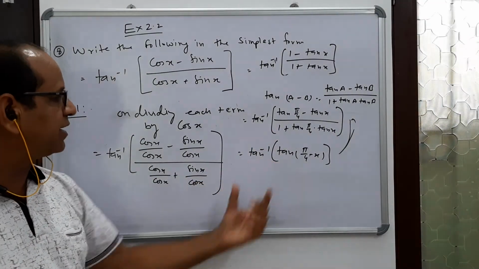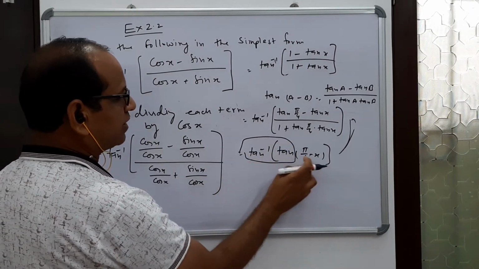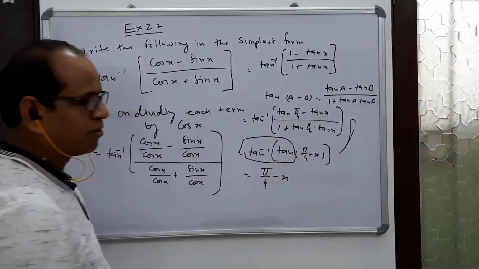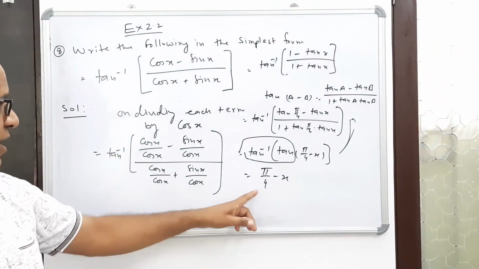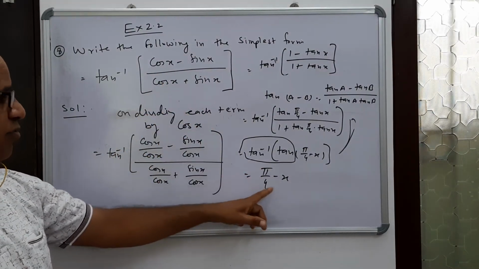But the advantage here is, you see now this advantage. Tan inverse of tan theta is theta. So this will be pi by 4 minus x. So here the simplest form of this is pi by 4 minus x.